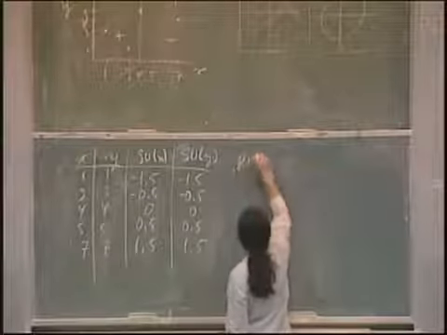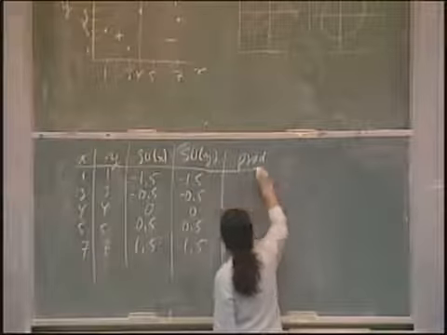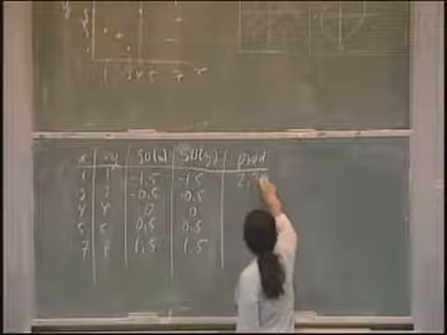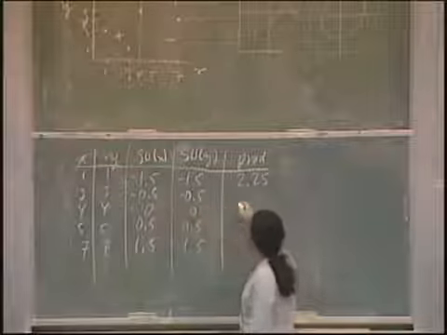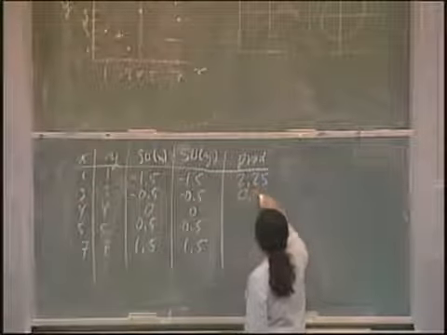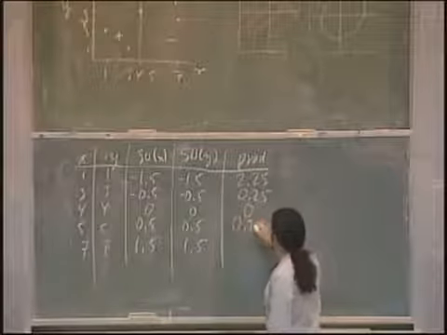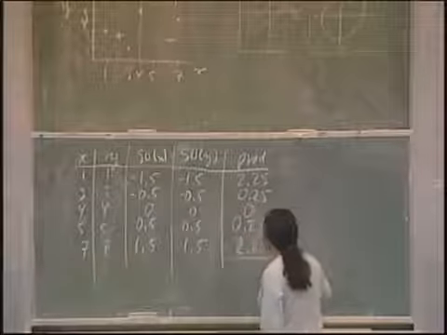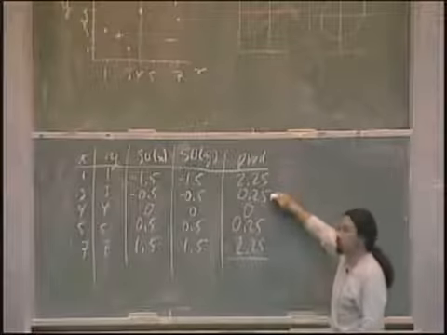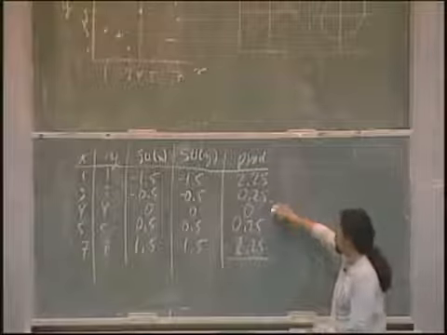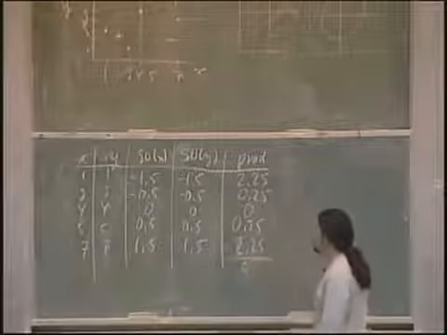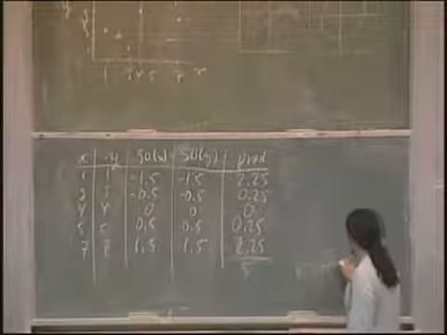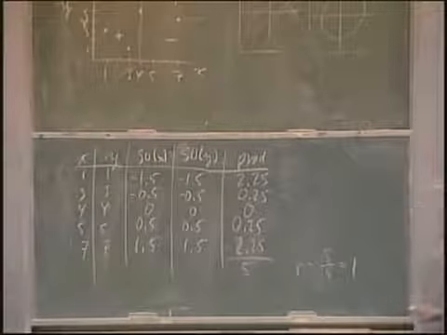So take the products. Minus 1.5 times minus 1.5 is 2.25. And then minus 0.5 times minus 0.5 is 0.25. And then I get a 0, 0.25, and then 2.25. OK, so add them up. 2.25 plus 0.25 is 2.5, and then another 2.5. So the sum of the products is 5. And then I get r. The average of those products is 1. OK, so it works for this particular case.